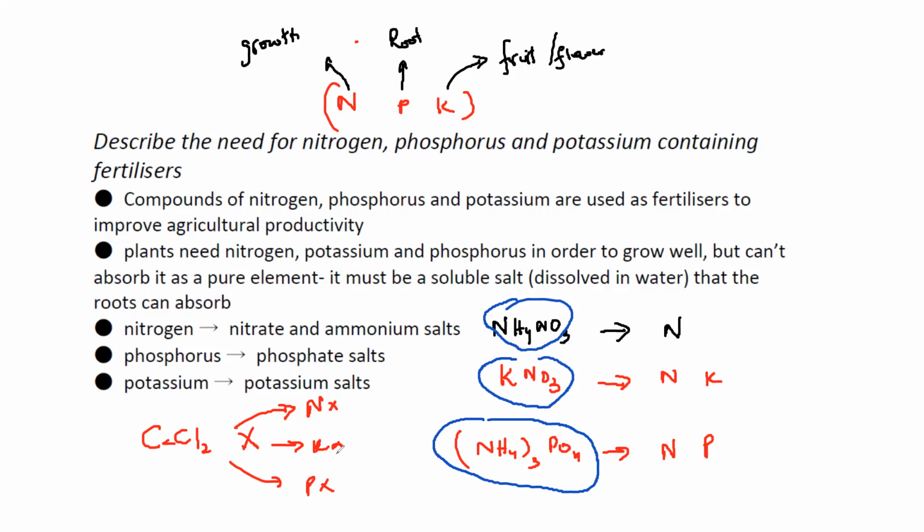And the type of fertilizer which we use depends on the need, like for what purpose we need a fertilizer. If we want better growth of the plant, we prefer nitrogen fertilizers. If we want a better root system, then we prefer phosphorus fertilizers. If we want to enhance the growth of the fruit or the flower, we prefer potassium fertilizers. So fertilizers are compounds of nitrogen, phosphorus and potassium, which can improve agricultural productivity.